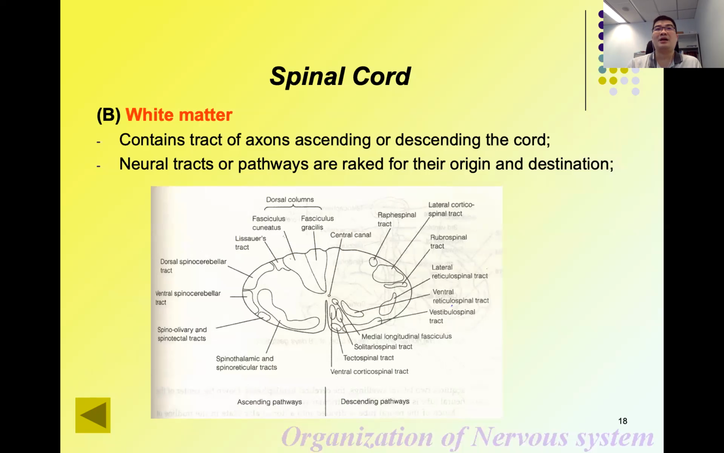They are also descending. For example, the motor neurons from the head go all the way down to the positions related to the motor neurons. For example, the lateral corticospinal tract is a tract that connects the lateral cortex with the spinal cord. So you can see that they are arranged into different tracks. That's why they are white in color, because of the myelin sheath.